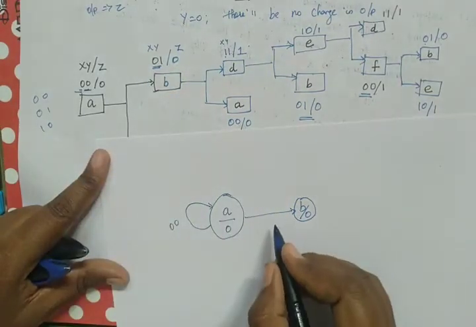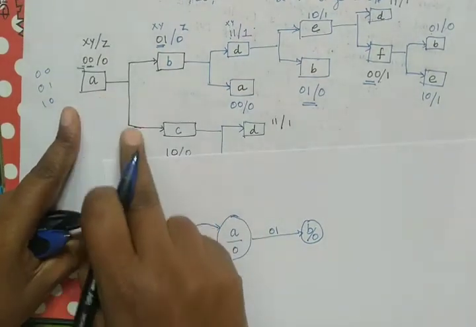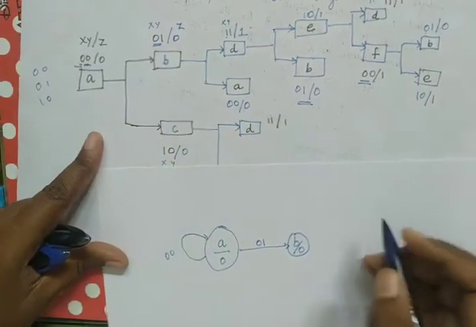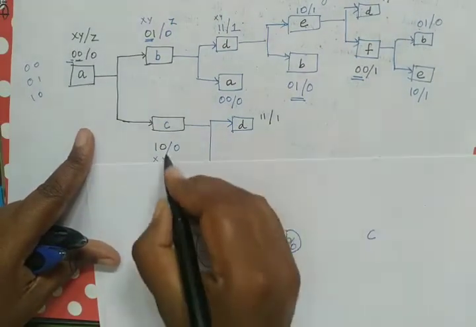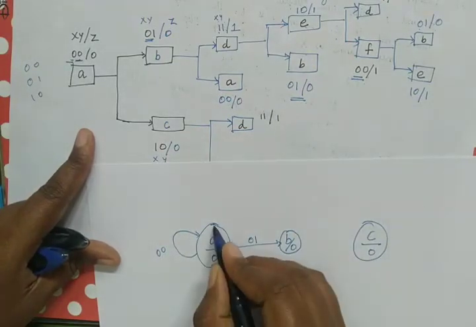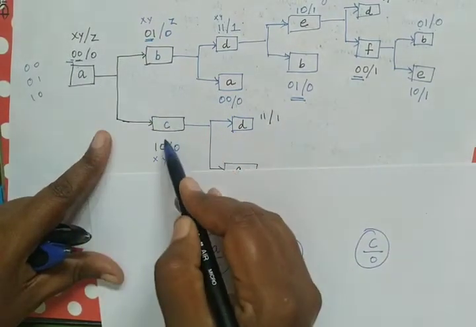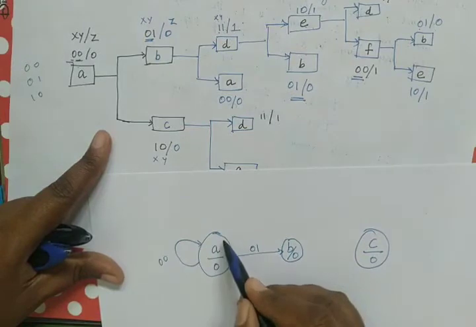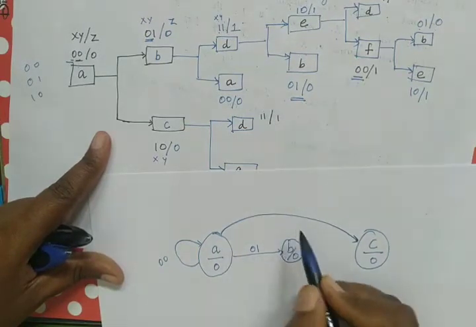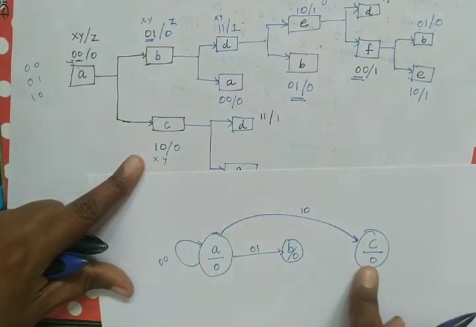Again A will go to C when the input is 1 0. So let us write here C, output is 0. A will go to C. So according to this diagram, A will go to C when the input is 1 0 and its output is 0.